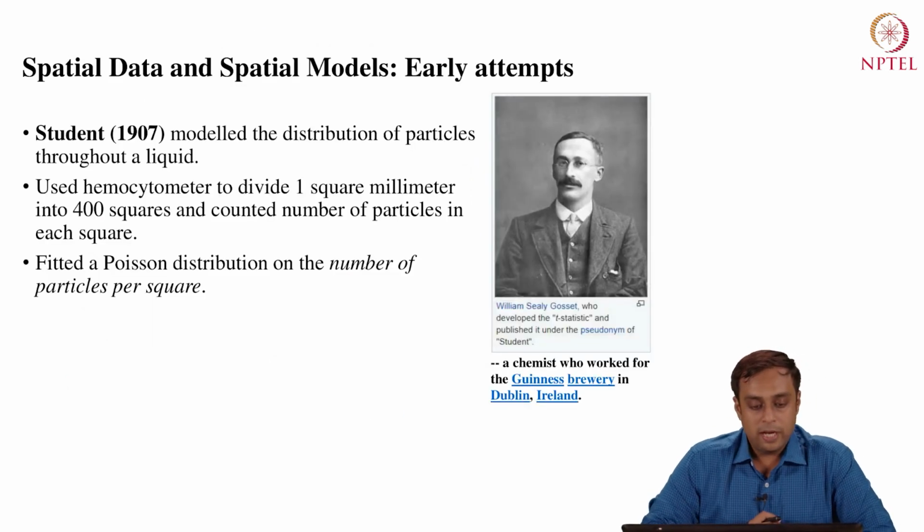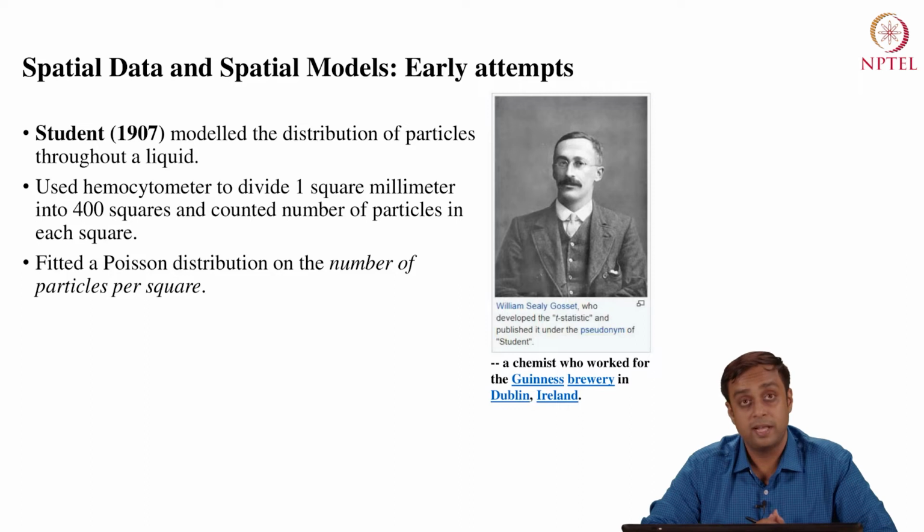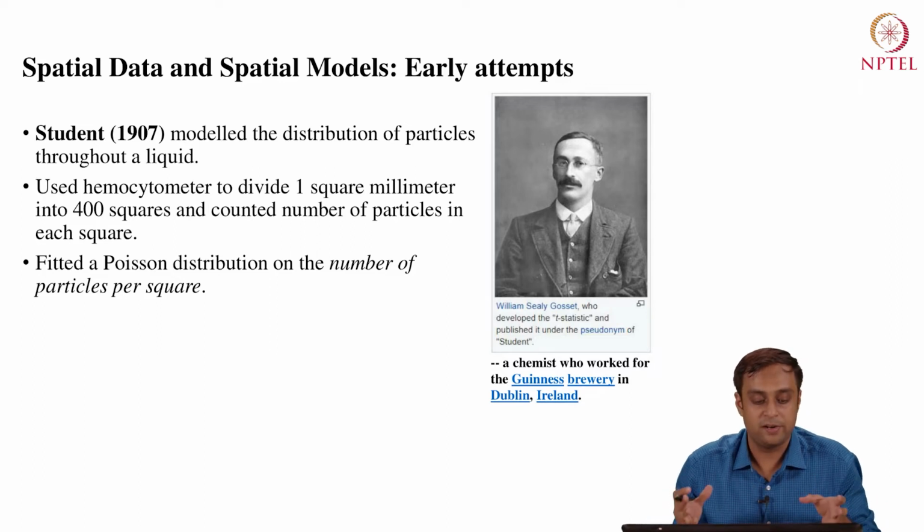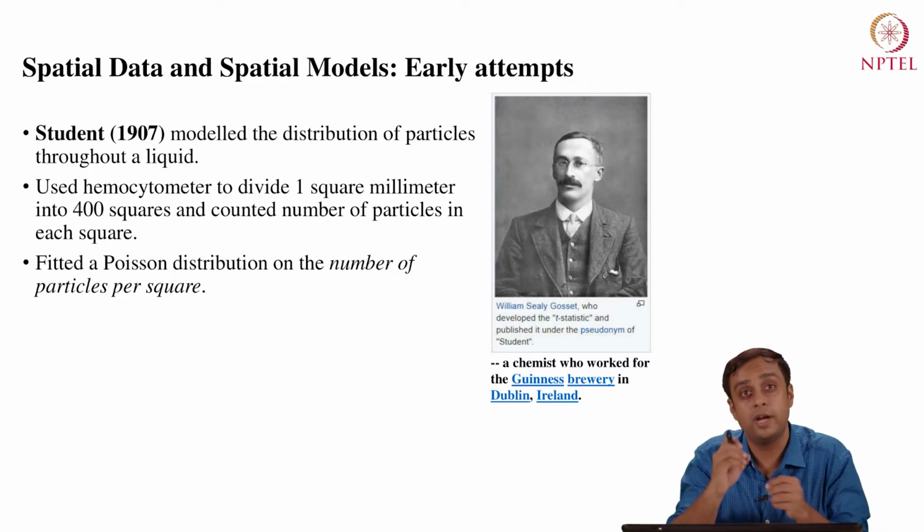Okay, so let's come to spatial data modeling. The earliest attempt one can think of in terms of spatial models was done by a student in 1907 who modeled the distribution of particles throughout a liquid. He divided 1 square millimeter area into 400 squares and counted the number of particles in each square.